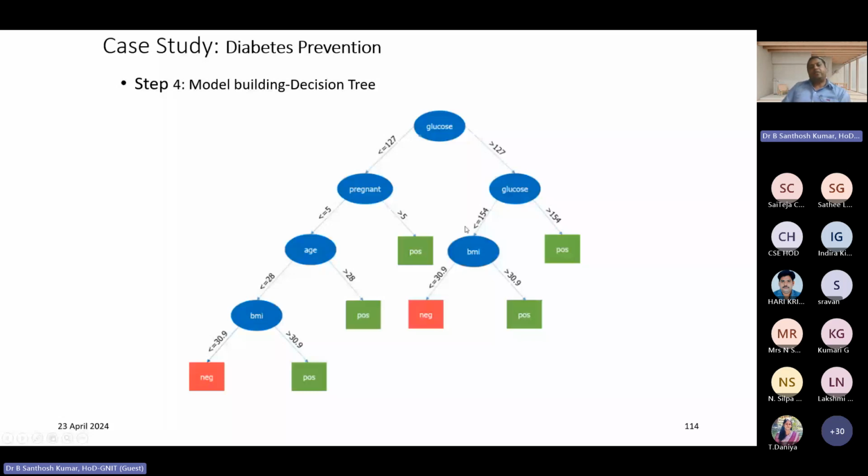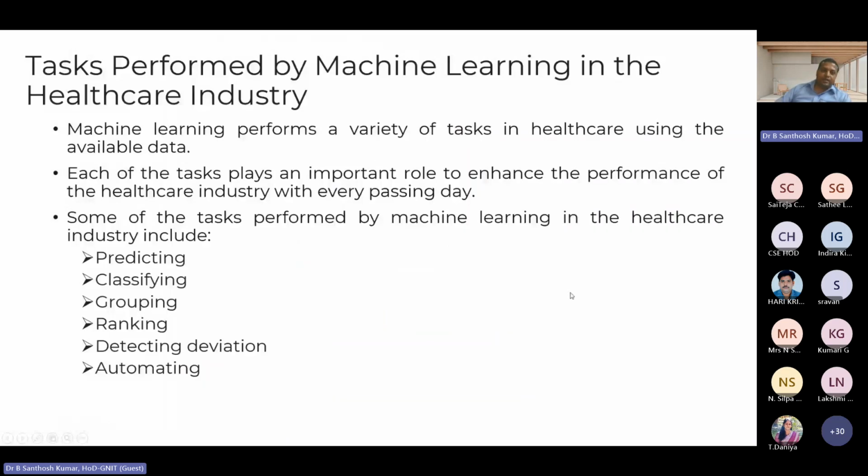Next, the tasks performed by machine learning in health. We are talking about our main motto, the healthcare industry. In the healthcare industry we are doing these kinds of operations: prediction, classifying, grouping, ranking, detection, deviation, and automating. So machine learning performs a variety of tasks in healthcare.